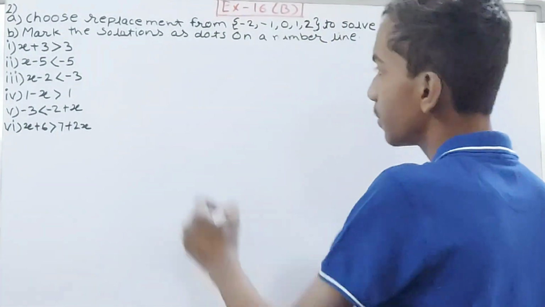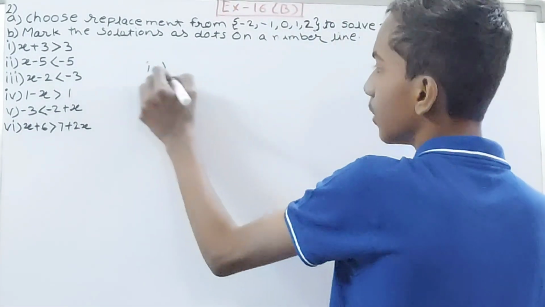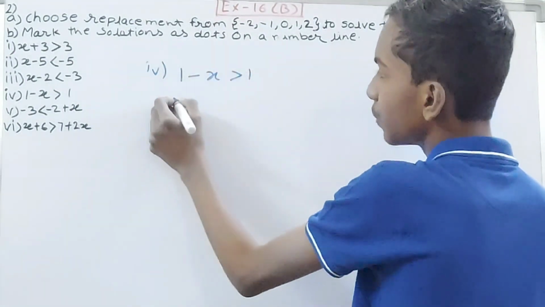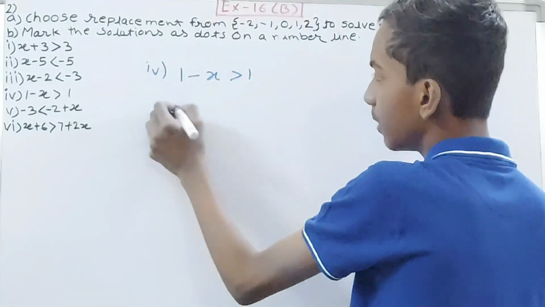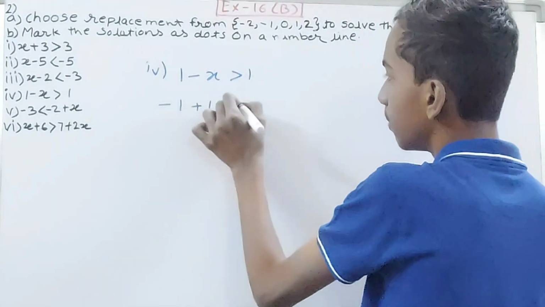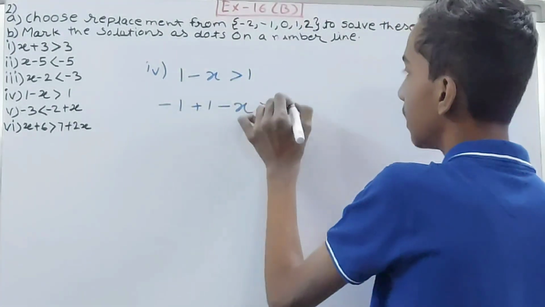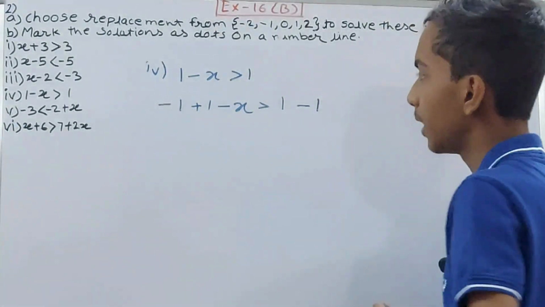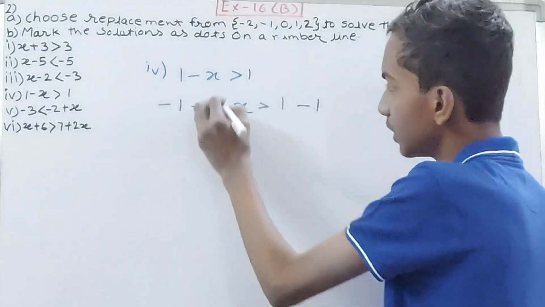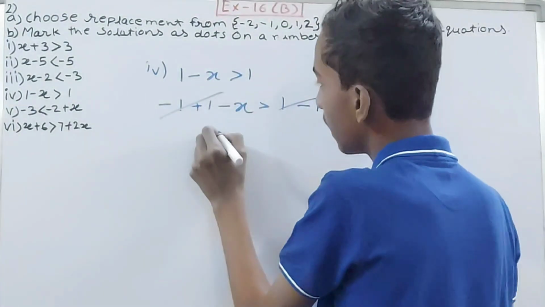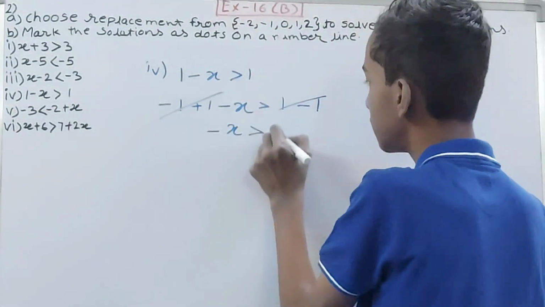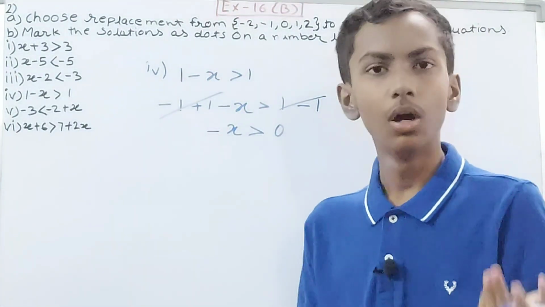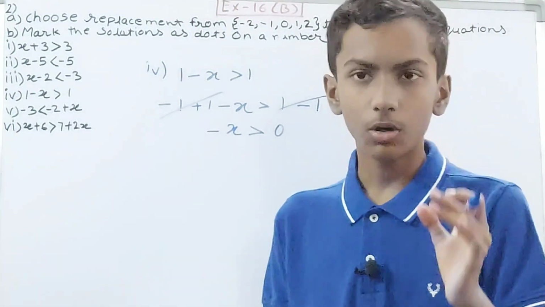Now the next part is the fourth one. We've got 1 minus x is greater than 1. So what I'll do? I'll add -1 here: -1 plus 1 minus x is greater than 1, and here I have added -1, so here also -1 will be written. So cancel this also. You're going to have -x is greater than 0. Here you can see I have the value of -x greater than 0, but we want the value of x.